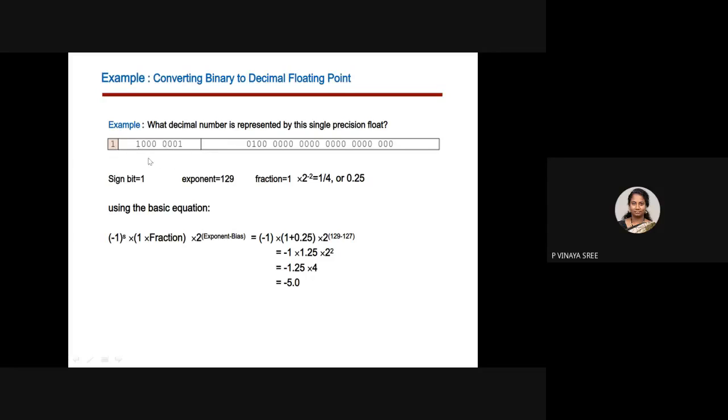Now coming to this, can anyone tell me, 10000001 is which number? Put the positions and tell me. What number are you getting? 129, ma'am. Yes, good. 129. So we have 129, but it is in excess bias, excess 127. As we have exponent 129, in order to get the actual exponent, we have to subtract 127. 129 minus 127, you will get 2.